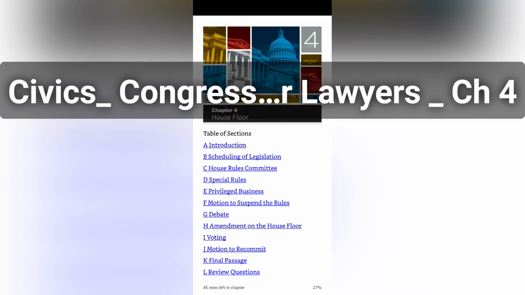If a point of order is raised that an amendment is not germane, it is usually necessary for the parliamentarian to provide advice to the Speaker or the chair of the Committee of the Whole on the proper ruling. The parliamentarian's advice is almost always followed. If the special rule, see Chapter 4D, is adopted and does not provide otherwise, legislation is usually open for amendment by section. A section is the basic unit of organization of a bill.